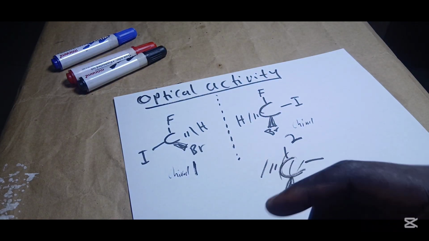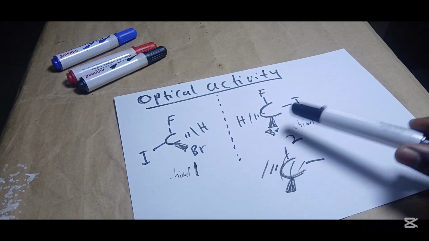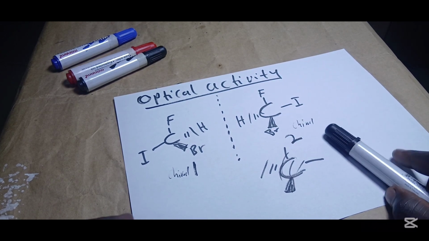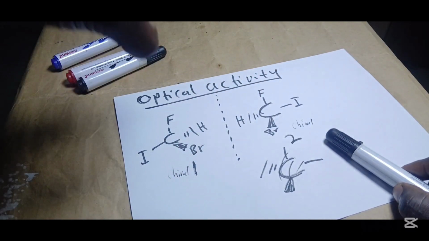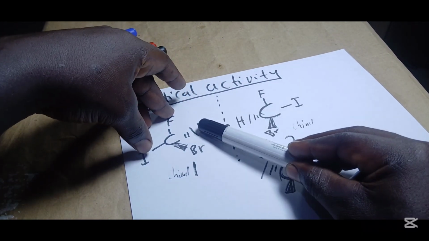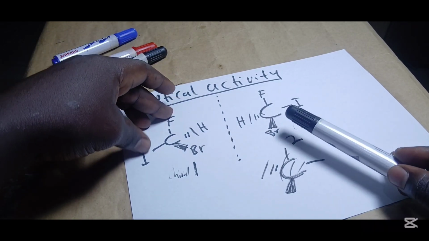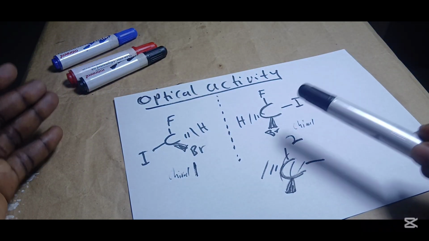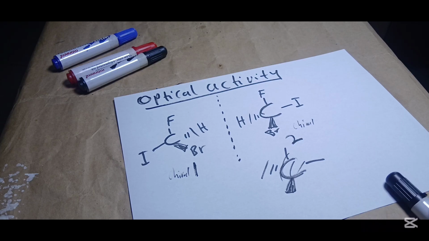Looking at this molecule here, you could see that this carbon atom has the same atoms connected to it as compared to this one. But if you raise this molecule and put it on this, fluorine will match to fluorine, iodine will match to hydrogen, and the rest will match to the other part. Because there's no exact overlap of the atoms, hydrogen matching hydrogen, fluorine matching fluorine, iodine to iodine, bromine to bromine, it means that they are non-superimposable.